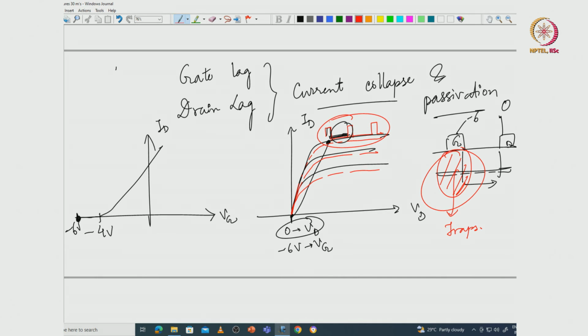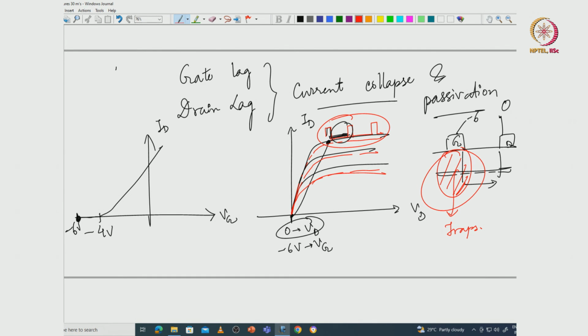If they can, then you will see no collapse of the current, and if they cannot, then you will see the current collapsing or the current has a lower value, and that is called the DC to RF dispersion or current collapse. That is a bad thing, because in real application you are not going to get any power, or you are going to get less power.